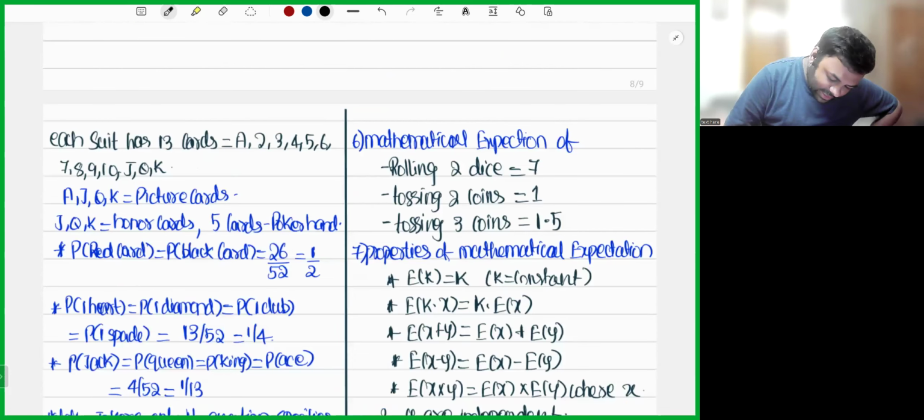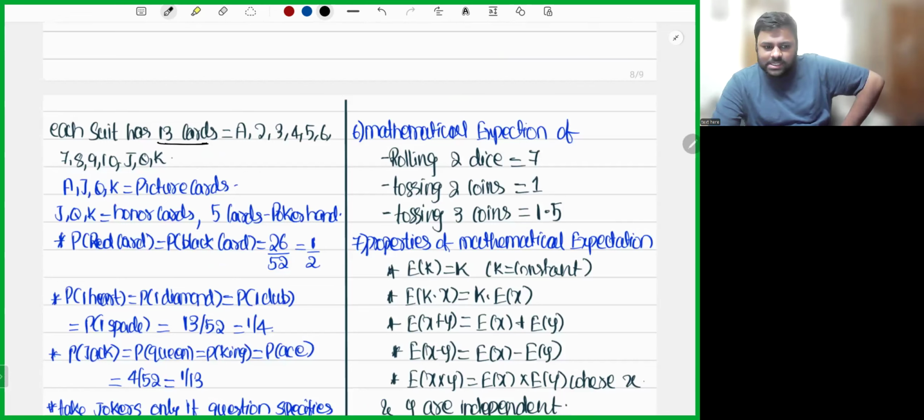Each suit has 13 cards: A, 2, 3, 4, 5, 6, 7, 8, 9, 10, J, Q, K. A, J, Q, K have pictures on them, like Ace, Jack, Queen, King, so they are picture cards. 2 to 10 are called numerical cards because there is a number on them. J, Q, K, Jack, Queen, and King are very honorable cards, very good cards, so we call them honor cards.